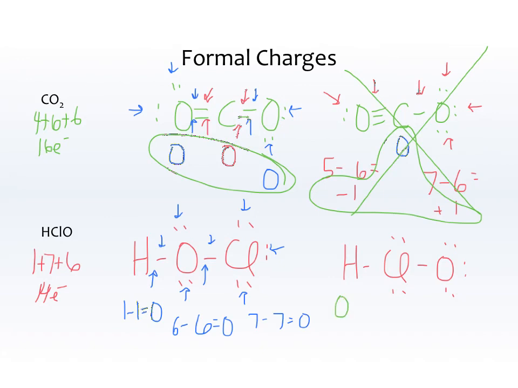But if I did it the other way, HOCl, hydrogen's still 0. 1 minus 1 is fine. Chlorine, on the other hand, it has 7 valence electrons, but in the picture, 2, 3, 4, 5, 6, assigned only 6. 6 minus 7 is equal to -1. Oxygen, 1, 2, 3, 4, 5, 6, 7. There are 7 assigned. Oxygen is supposed to have only 6. 7 minus 6 is equal to +1.